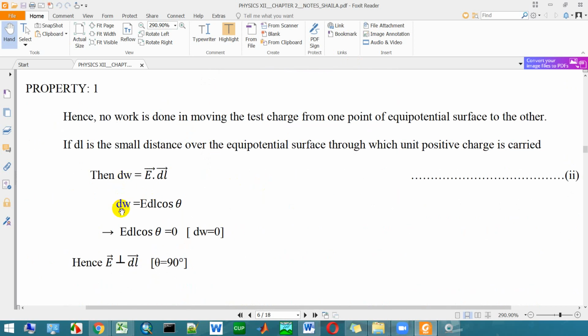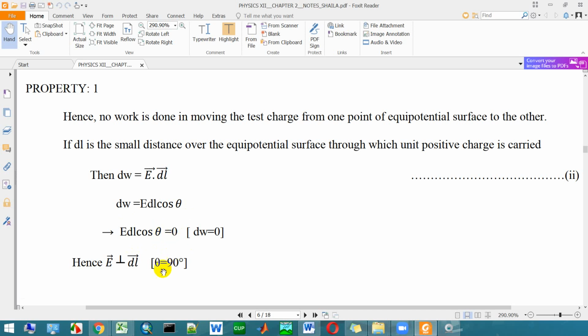So this dW, when we use the concept of scalar product, is E dl cos theta. Now E dl cos theta is equal to 0. Why? Because work done to take the charge from one point to the other point on an equipotential surface is 0. So work done is 0. So E dl cos theta is 0. And when can E dl cos theta be 0? Here E is not 0 because there is an electric field due to static charge. dl is the distance, so what should be 0? Cos theta must be equal to 0.